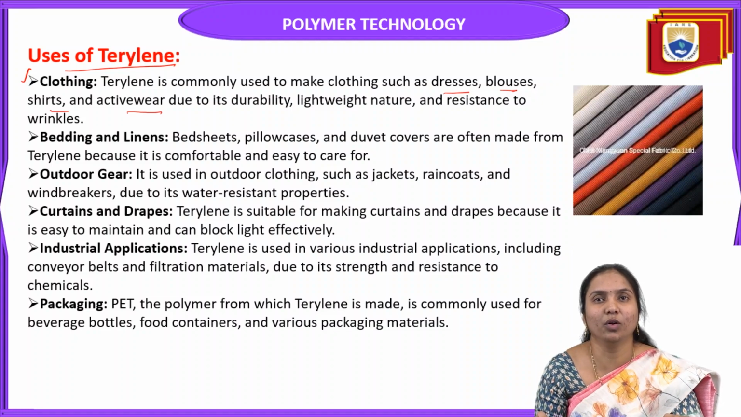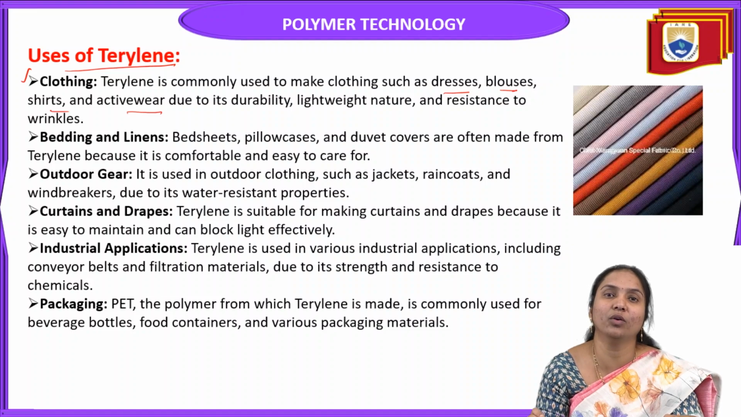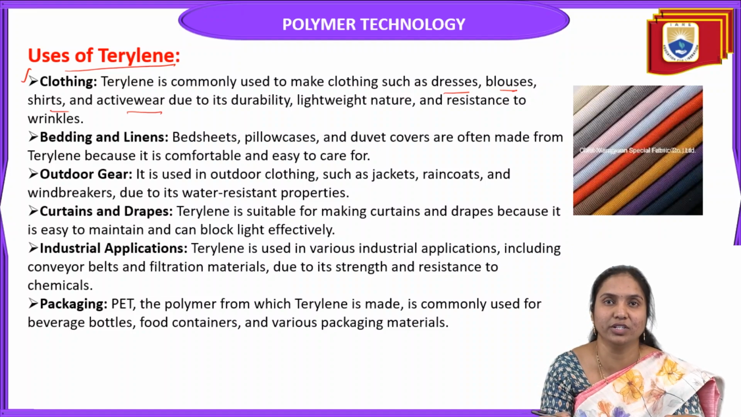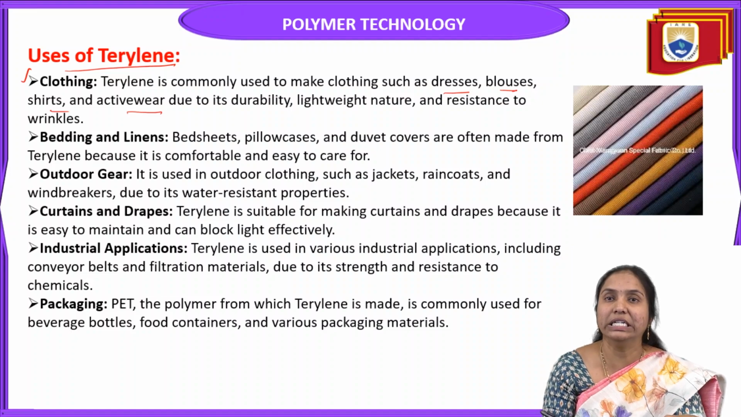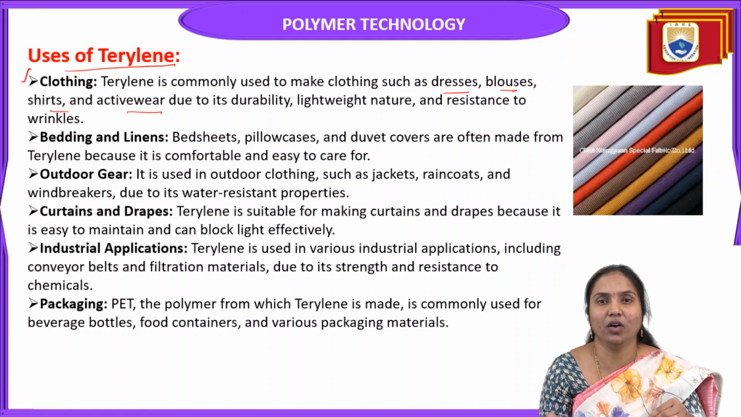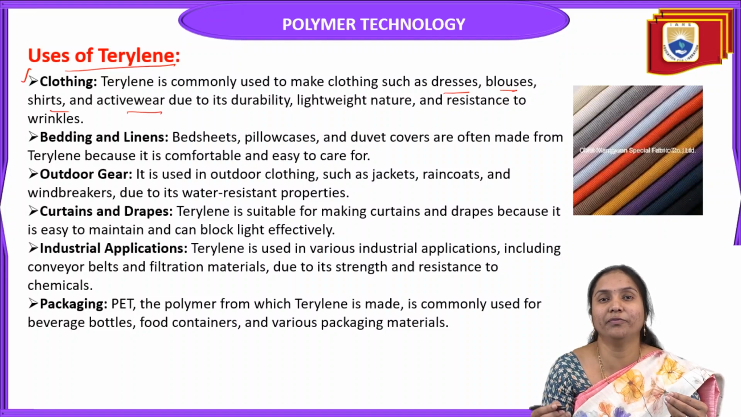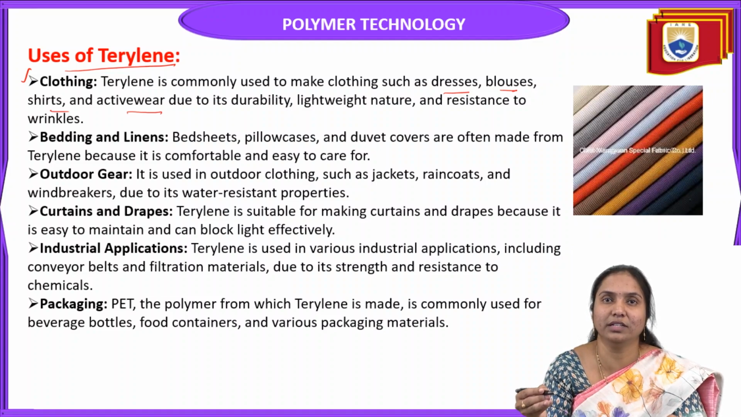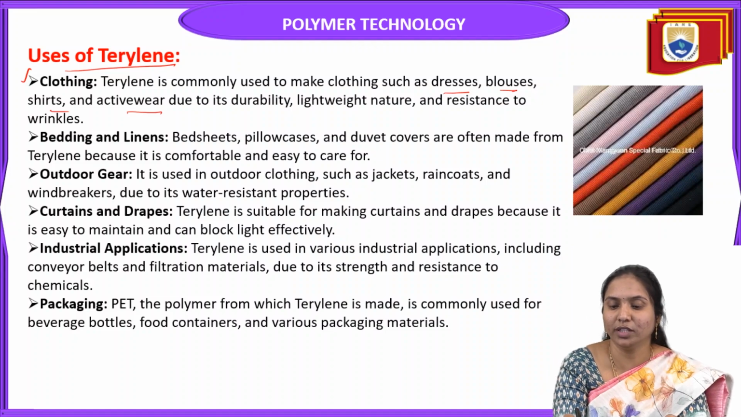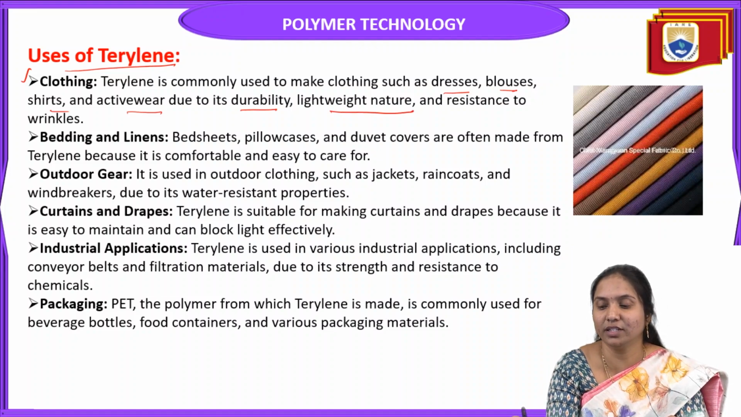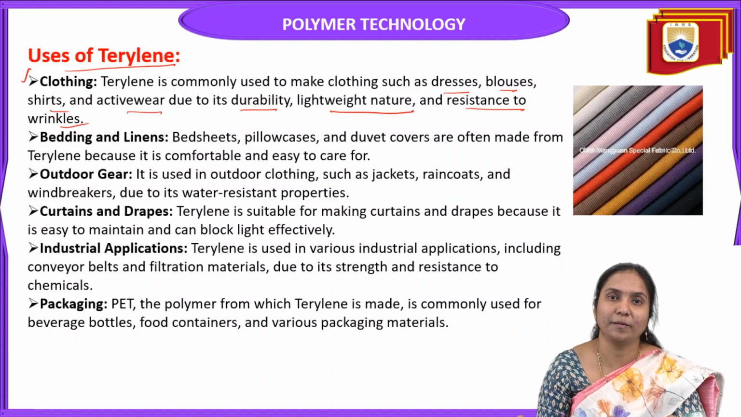First use is clothing. Terylene is commonly used to make clothing such as dresses, blouses, shirts and active wear, due to its durability, lightweight nature and resistance to wrinkles. Because already we know that Terylene has which type of properties? High strength, high durability, water resistance and color fastness. So due to these properties, it is mostly preferred in the textile industries to make clothes such as dresses, shirts, jackets, active wear.